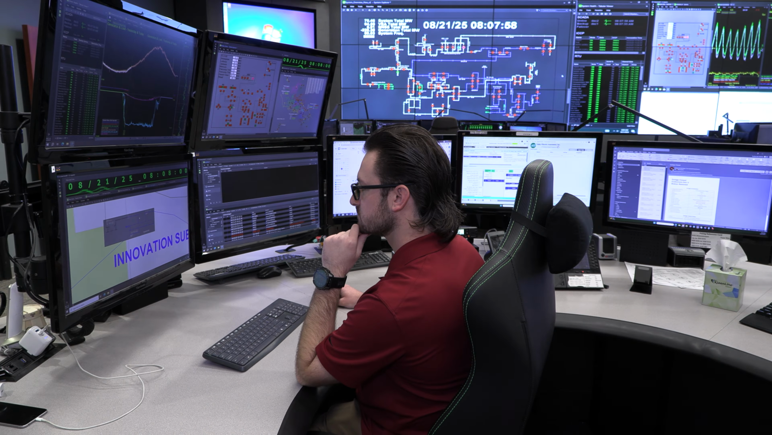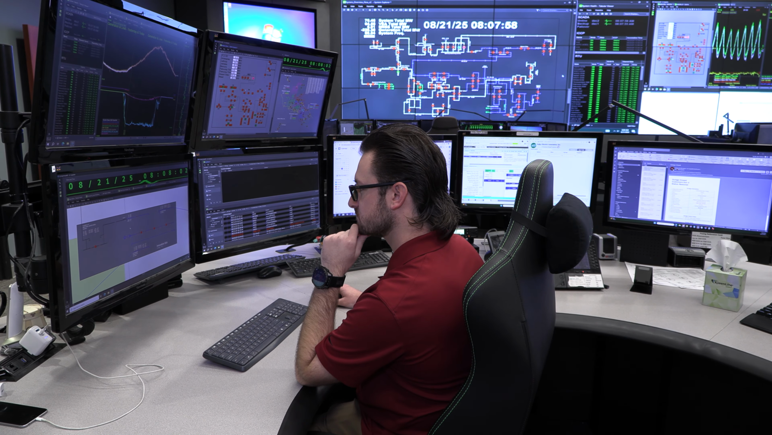Yeah, so I'll start with behind me, we have our SCADA system. SCADA stands for Supervisory Control and Data Acquisition. And that is a computer program that talks to all of our different substations, all of our equipment that's in the field, and we're able to monitor everything that's going on with that equipment and those devices.